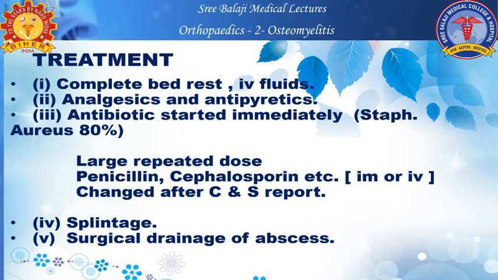When the aspirate shows thick pus, it has to be surgically drained. Surgical drainage of the abscess is very important to prevent further complications. Under anesthesia, the affected region has to be incised and the subperiosteal abscess has to be drained. If there is a medullary abscess, multiple drill holes are made in the cortex so that the medullary abscess is completely drained. After the surgical drainage of the abscess, proper splinting of the limb has to be done, and along with that, antibiotics have to be continued.